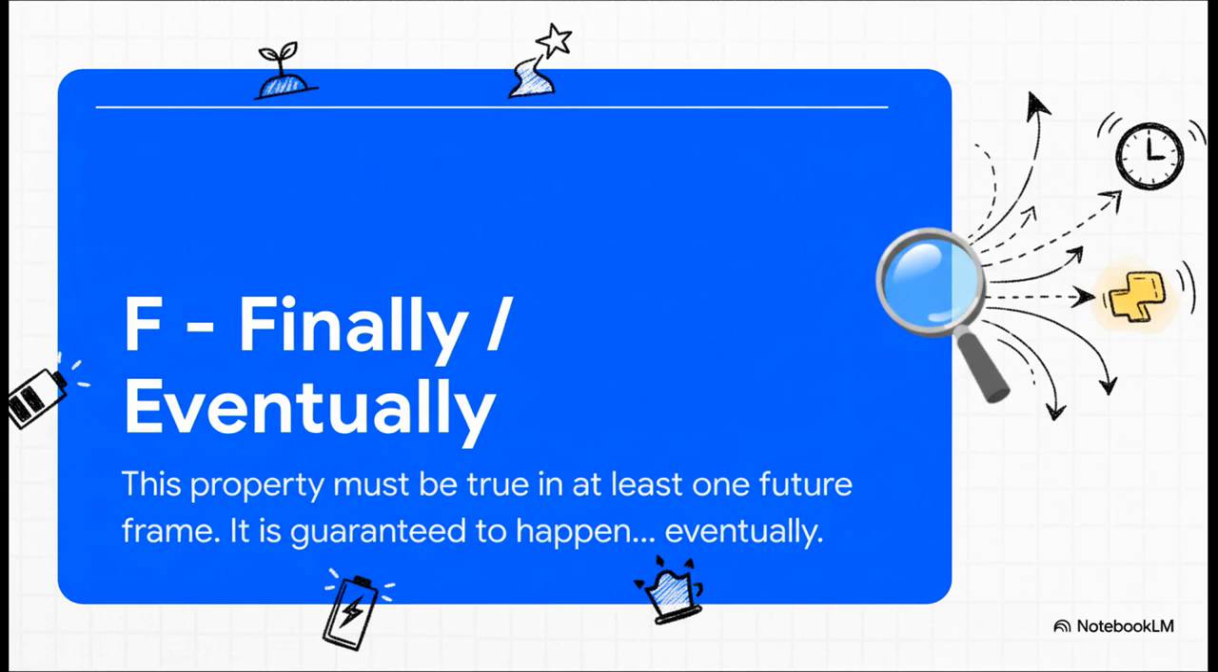Then we've got F for finally or eventually. You can think of this one as the optimist. It doesn't say something is true right now, but it makes a promise. That property will be true in at least one frame in the future. It has to happen eventually.